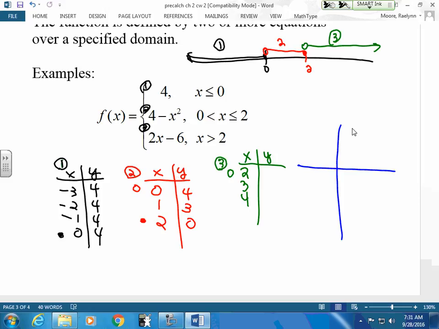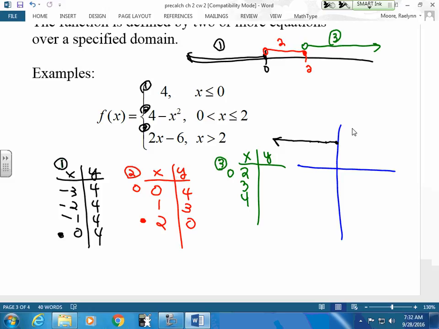So -3 says, okay, I have a 4. -2 says I have a 4. -1 says I have a 4. 0 says I have a 4, and that's a closed dot. This guy is going this way. It's a horizontal line. Y is equal to 4. But the only part, if Y is equal to 4, it goes all the way across. But the only part I wanted was when it's 0 and the negative numbers.